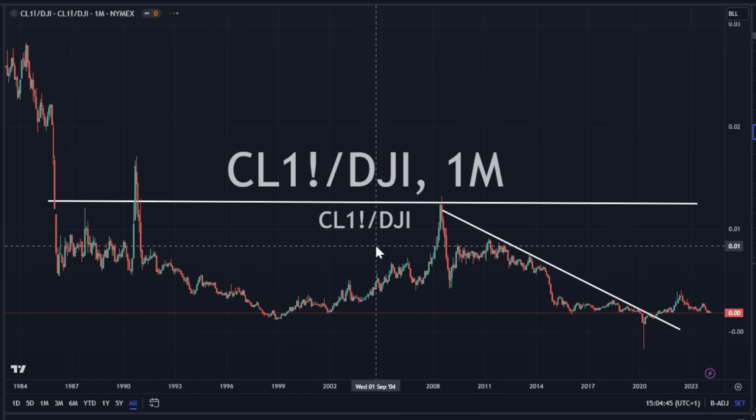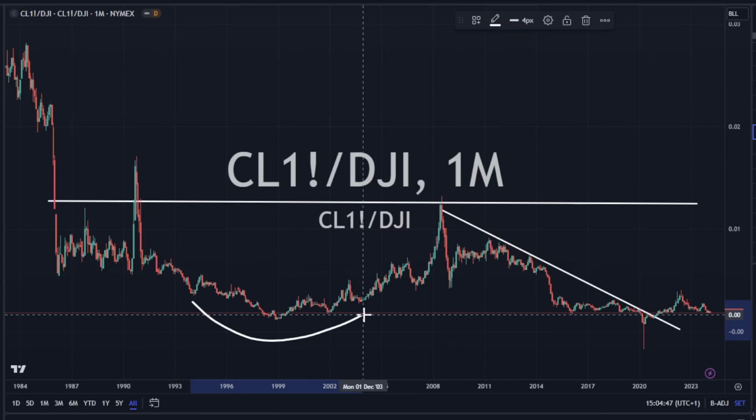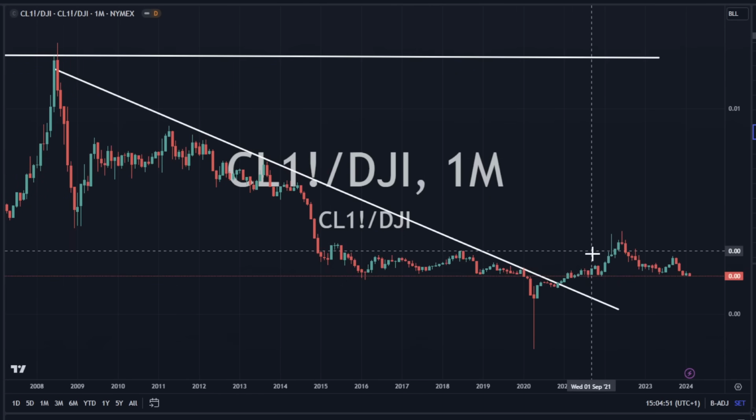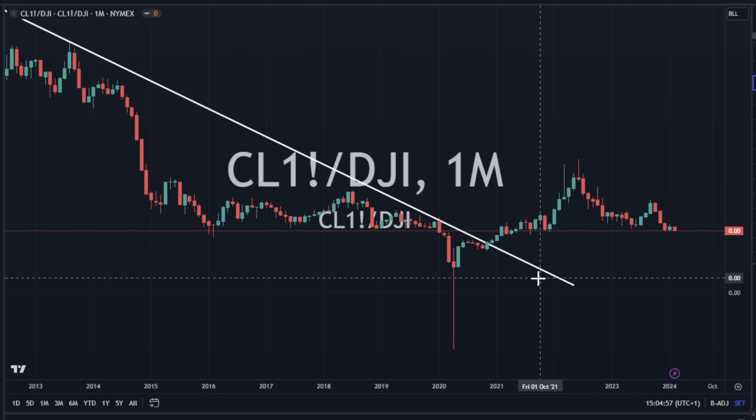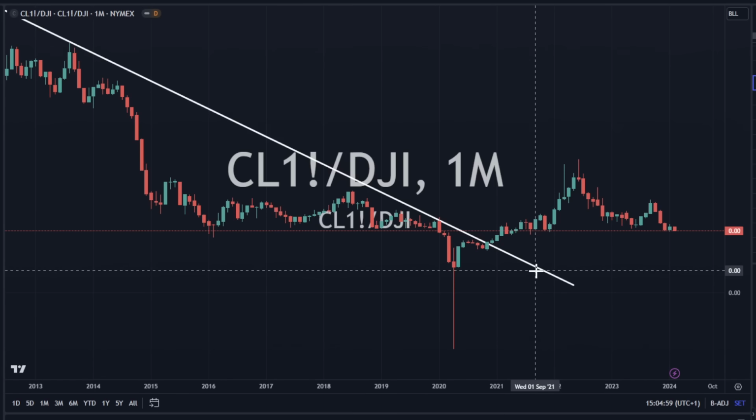Crude oil versus Dow Jones looks like a double bottom to me, and we're still putting in that double bottom. It's taken its time. I'll say that. And again, I am very highly surprised that crude oil isn't a lot higher than where it is today, given all of the tensions in the world.